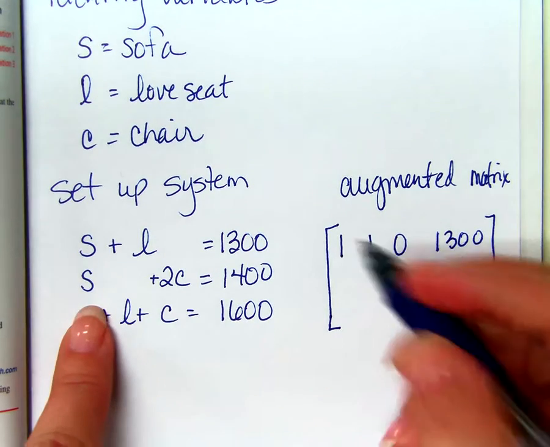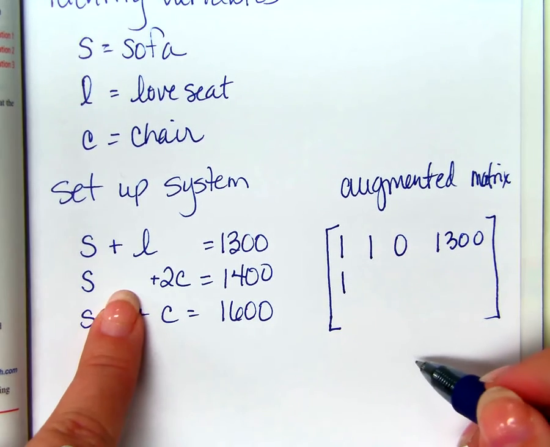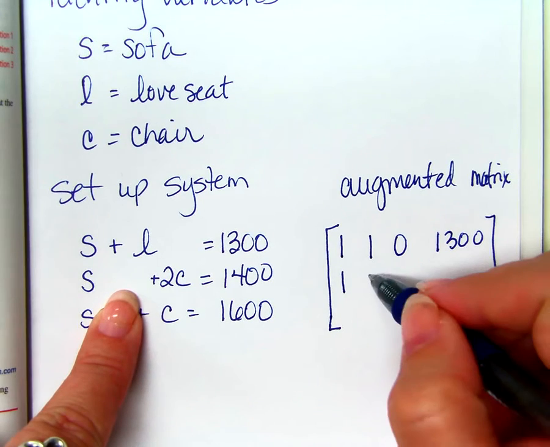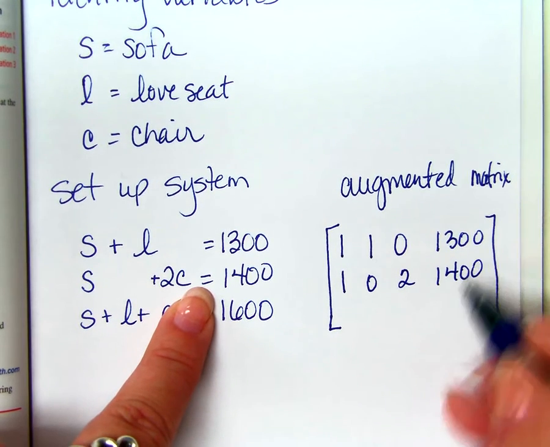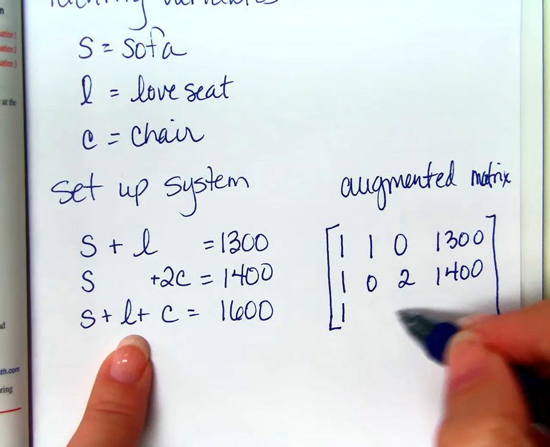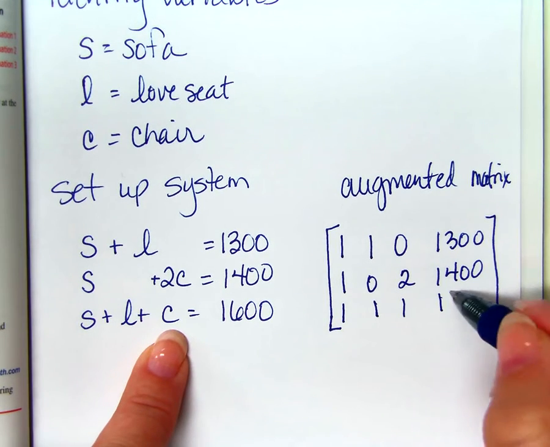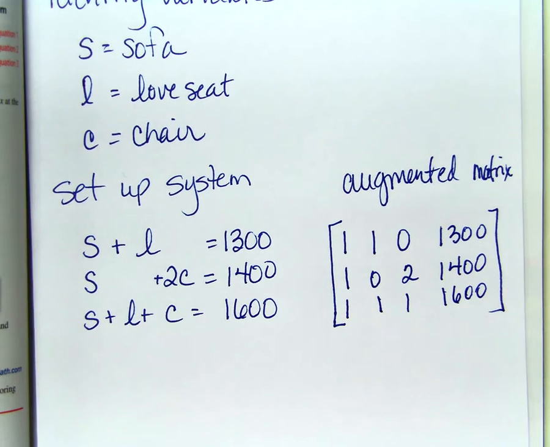Okay, S, so 1, 0, 1,300. Then 1, 0, 2, and then 1,400. And then 1, 1, 1, 1,600. Okay, then we take out our calculator.